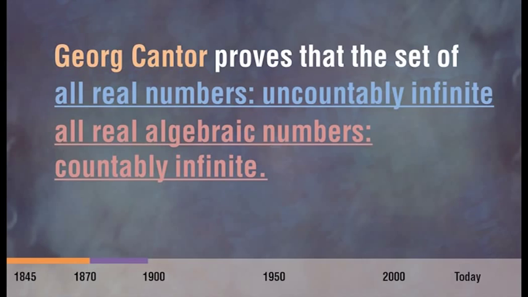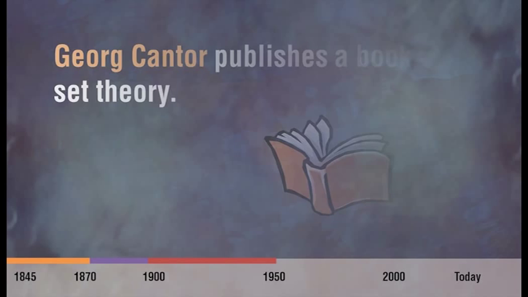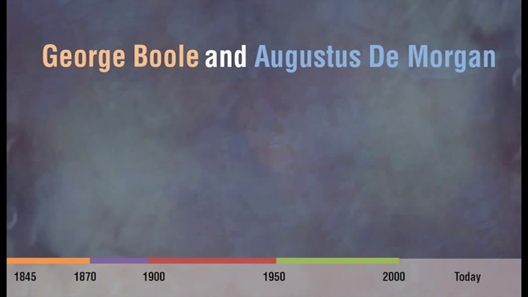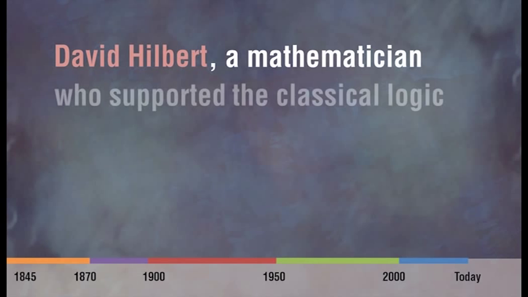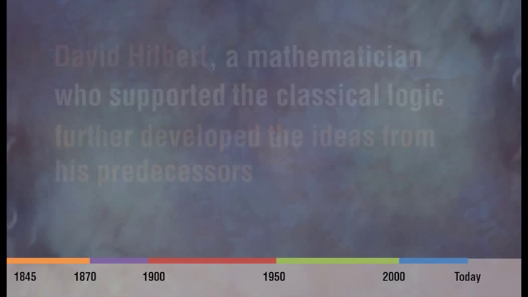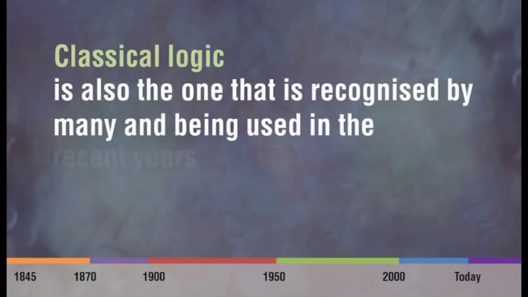In 1895, George Cantor publishes a book about set theory containing the arithmetic infinite, cardinal numbers, and the continuum hypothesis. In the mid-19th century, the British mathematician George Boole and Augustin De Morgan opened a new field of logic, now known as symbolic logic or formal logic. In the early 20s, David Hilbert, a mathematician who supported the classical logic, further developed the ideas from his predecessors. He proposed a research project that became known as Hilbert's program. He wanted mathematics to be formulated on a solid and complete logical foundation. Classical logic is also the one that is recognized by many and being used in recent years.